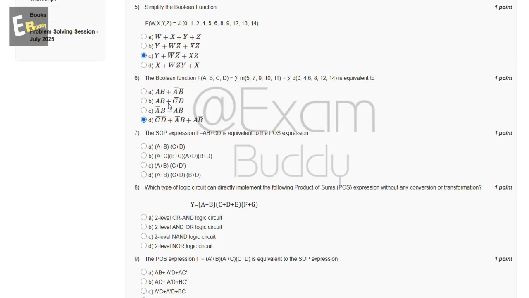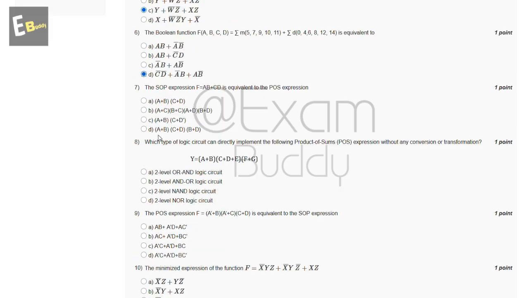Now the seventh question is the sum of product expression f is equal to ab plus cd is equivalent to the product of sum expression. So the answer of the seventh question is B.